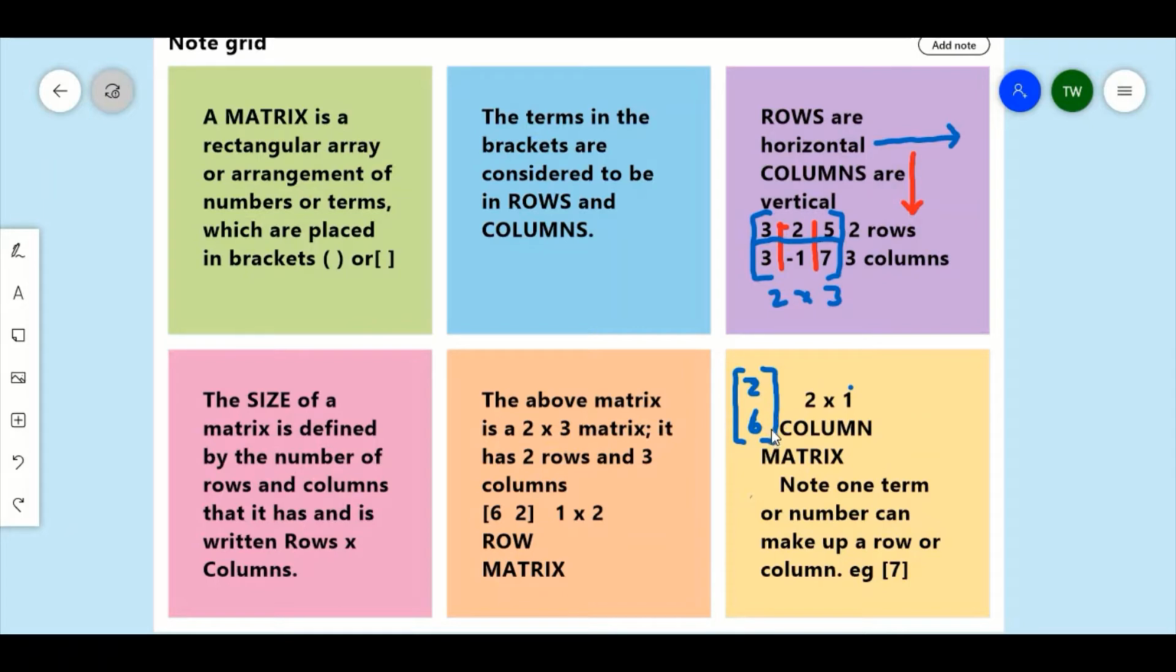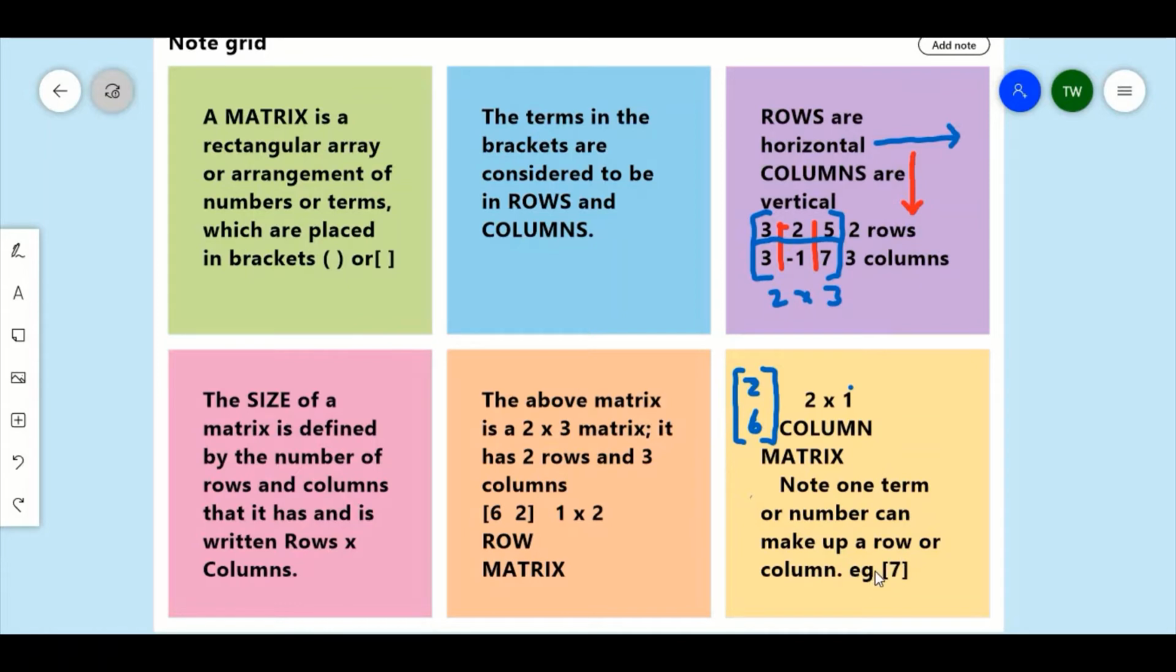Now, here I have a column matrix, and this column matrix is a 2 by 1 matrix. It has 2 rows and 1 column. And the reason why it is called a column matrix is because it only has 1 column. And the reason why this matrix is called a row matrix is because it has 1 row.